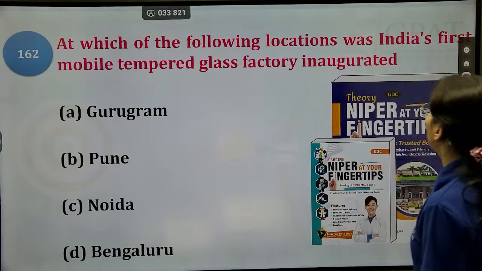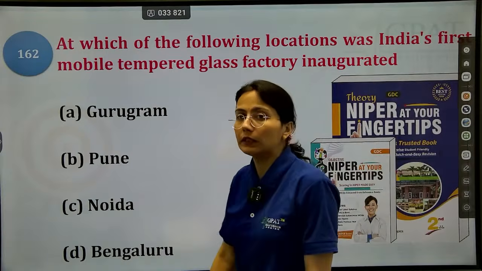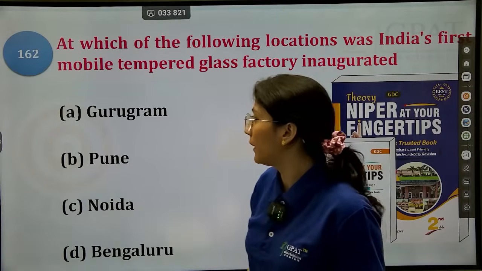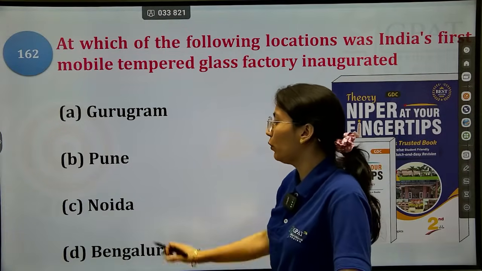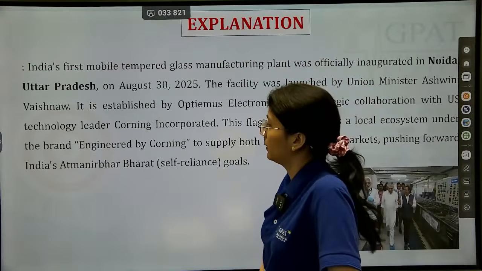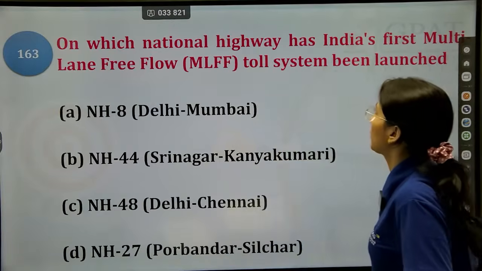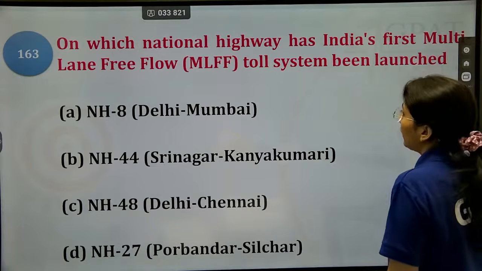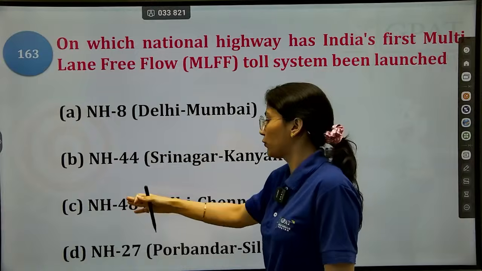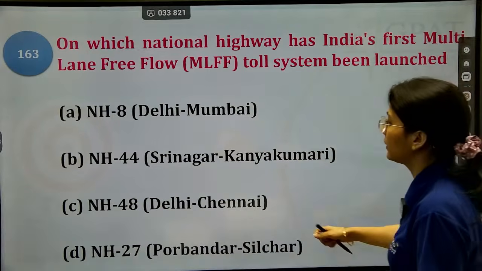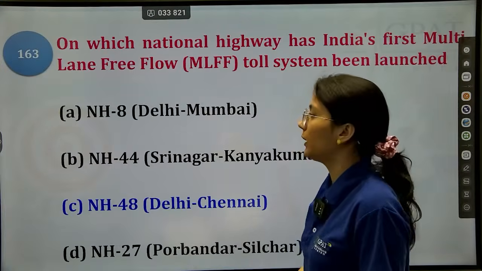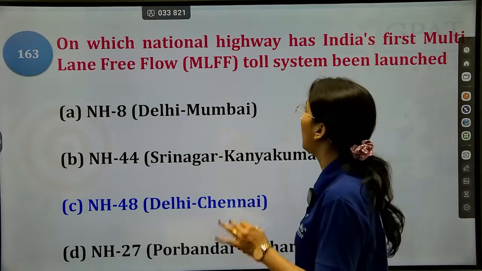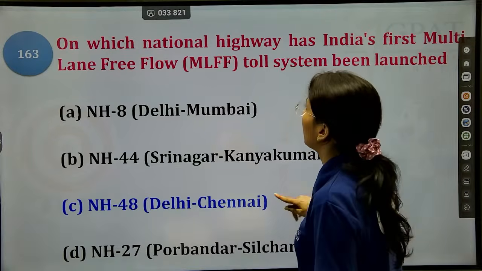Next, at which of the following locations was India's first mobile tempered glass factory inaugurated? Gurugram, Pune, Noida, Bangalore. So Noida is the correct answer. On which national highway has India's first multi-lane free flow, MLFF, toll system been launched? NH8, NH44, NH48, NH27. That is Delhi-Chennai, NH48. NH48 has India's first multi-lane free flow MLFF toll system.